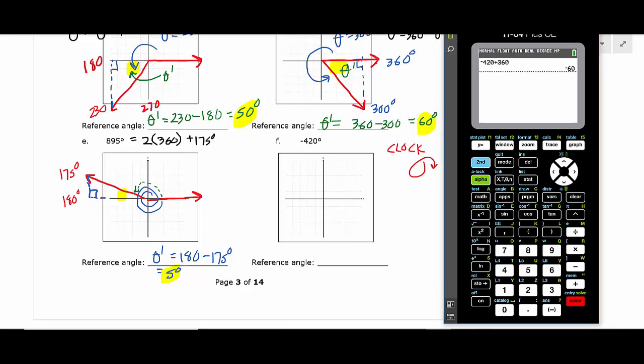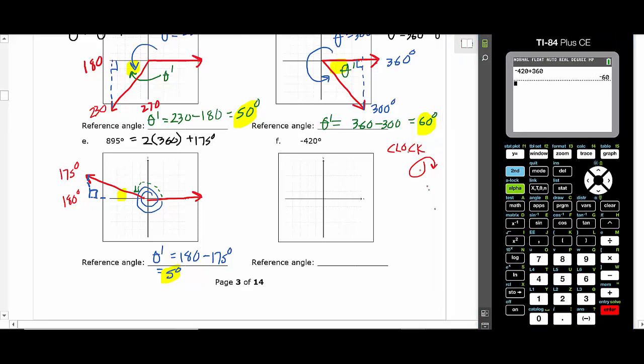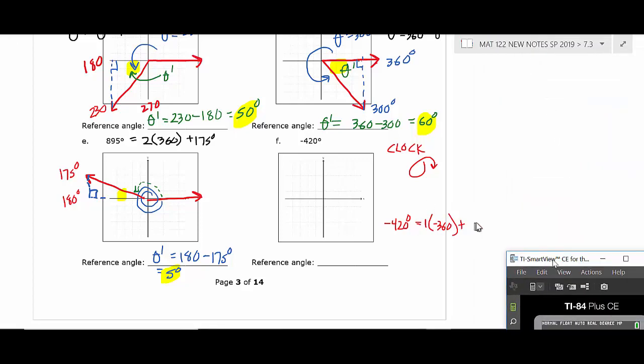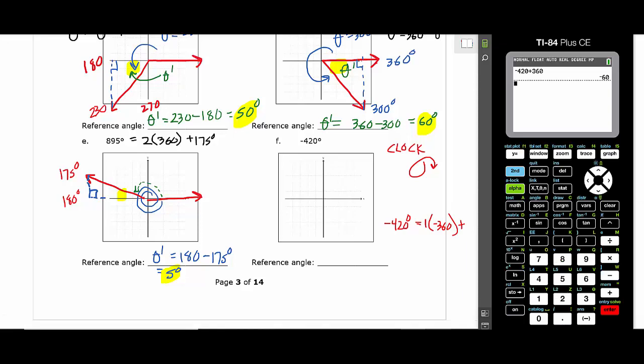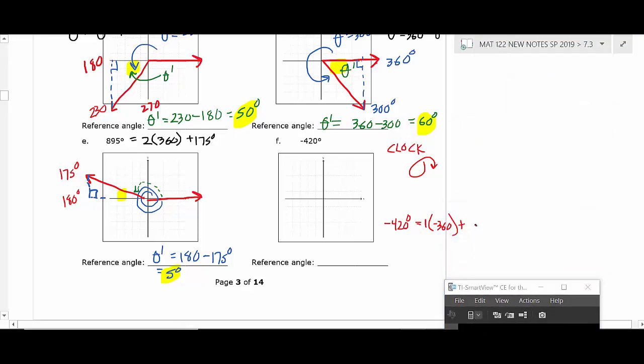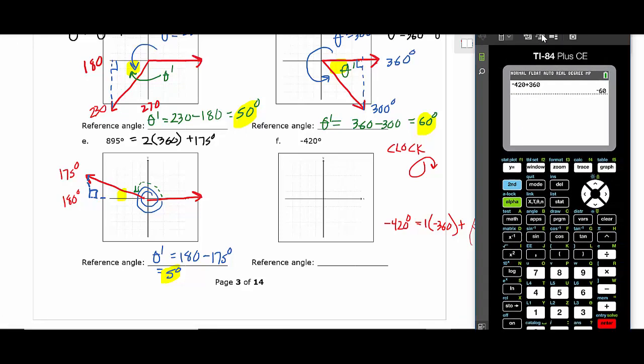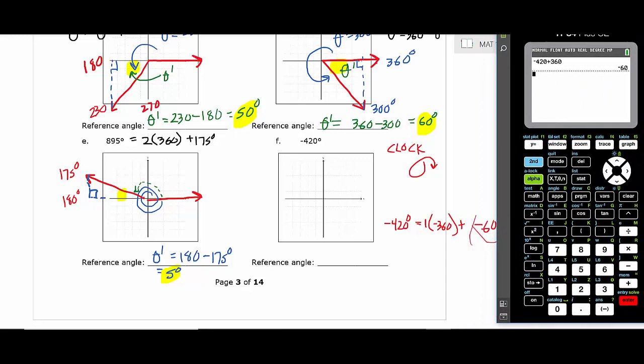What I've done on the calculator is figure that negative 420 is really 1 lap around the circle plus the negative 60 left over. That's really the purpose of what I'm doing on the calculator, just dividing it up. What you pay attention to mostly is the negative 60. So that's the calculation I did on my calculator. Here's what we'll do. We'll do the positive x-axis.